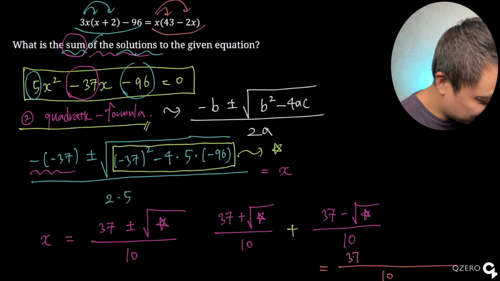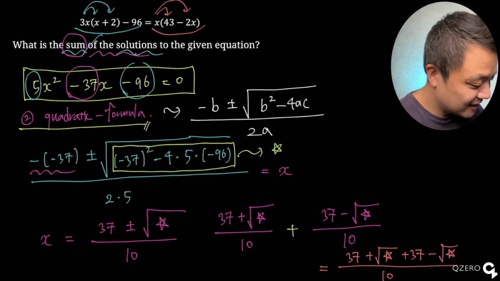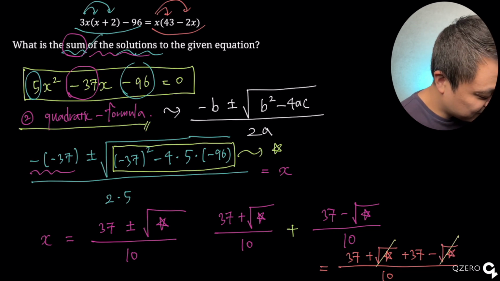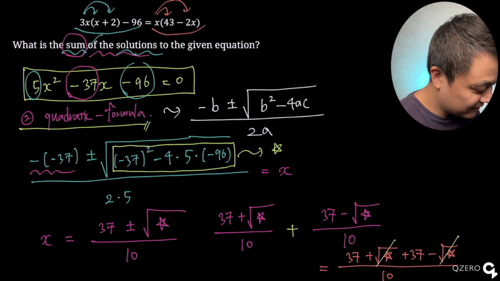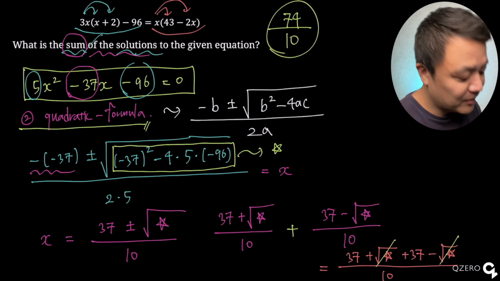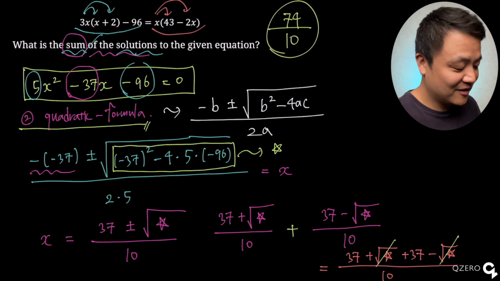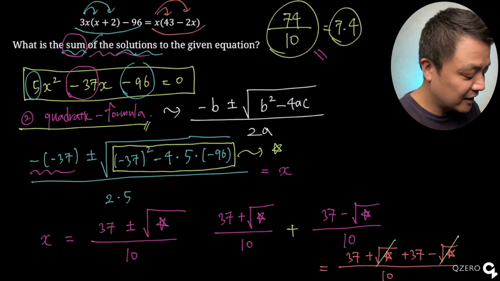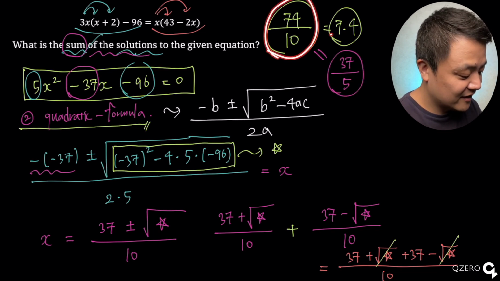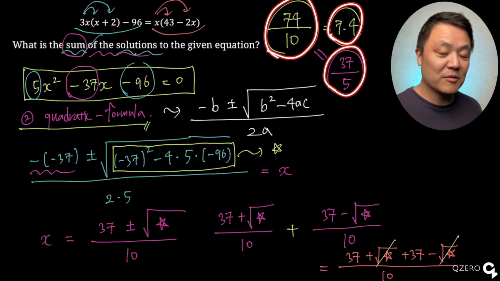Collect all terms on top, 37 plus square root of star plus 37 minus square root of star. Then the square root of star part will be gone. And we're gonna be left with just 2 times 37, which is 74, and 10 in the bottom. That is the correct answer, which can be expressed as 7.4, or if you want to simplify it, divide top and bottom by 2, then you get 37 on top and 5 on the bottom. So any of these could be the correct answer to this question.